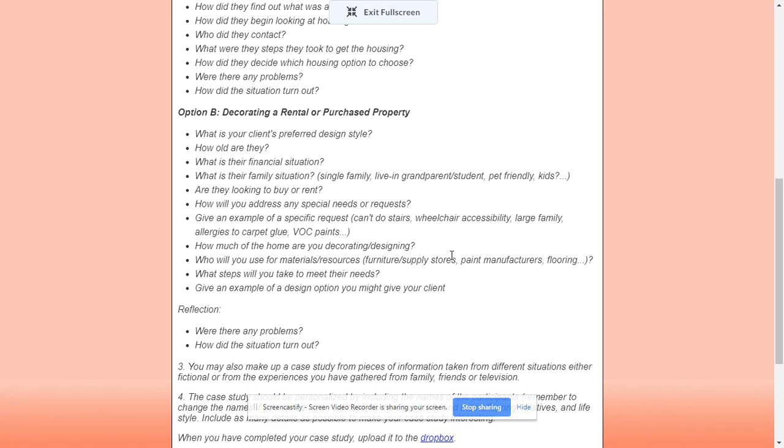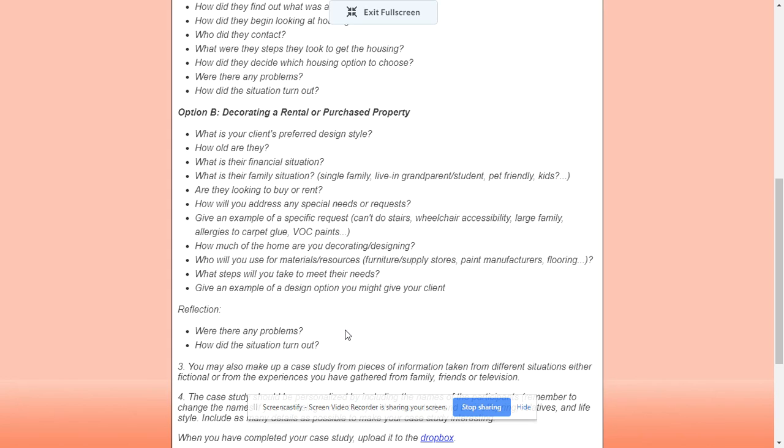Are there paint manufacturers you prefer? Benjamin Moore, Behr, CIL, Dulux. What kind of flooring are you considering, and why might you be considering that flooring? What steps will you take to meet their needs? How will you approach them? How is your conduct going to be? How are you going to ensure that they trust you and find you friendly and helpful? And give an example of a design option you might give your client. At this stage, you're not necessarily doing the design. You're just showing me that you can consider all of the stages involved in the process.